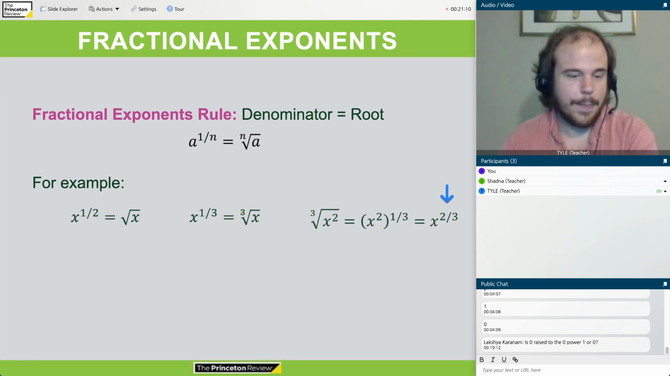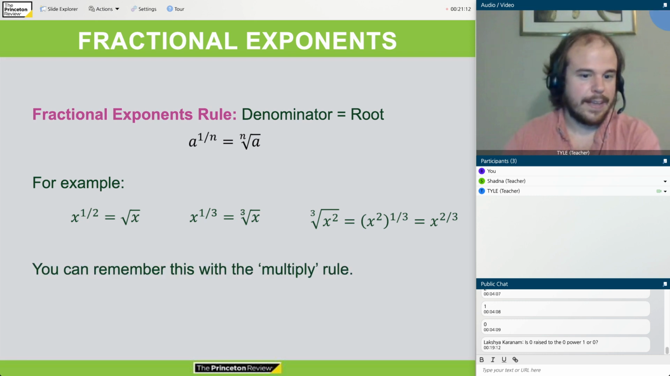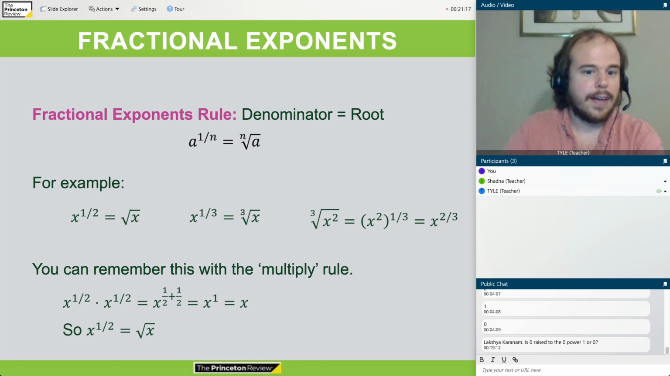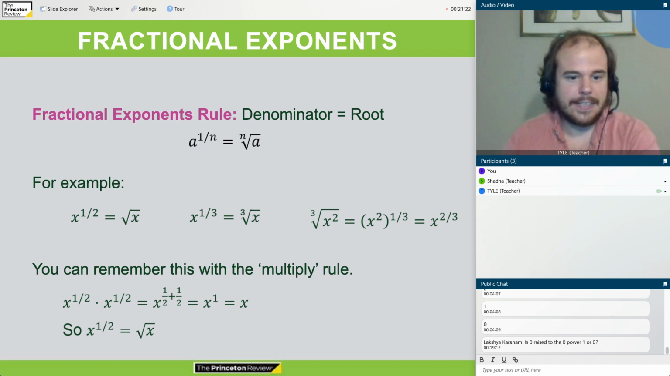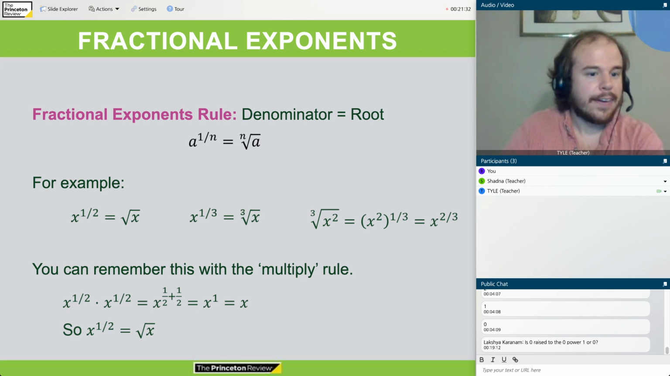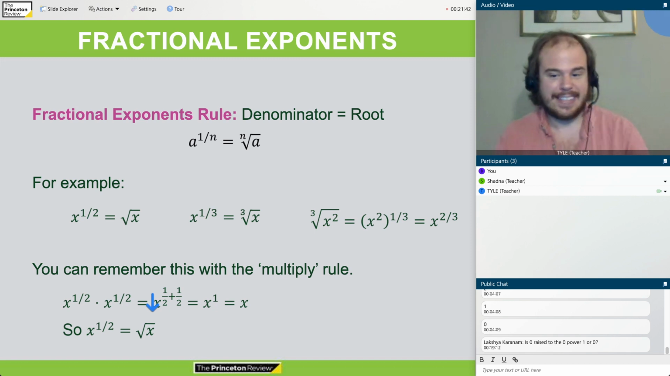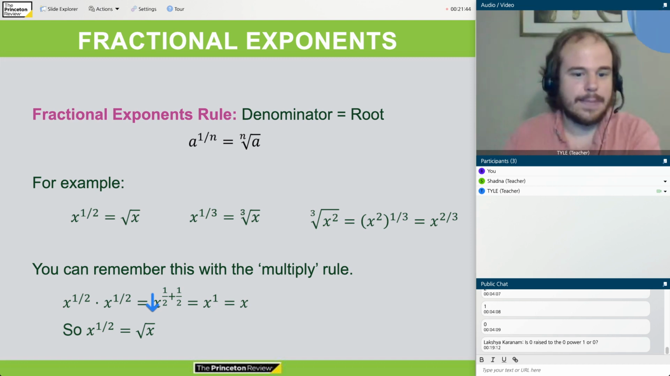So you can remember this fractional exponent rule using the multiply rule, if it helps you remember. x to the 1/2 multiplied by x to the 1/2. Using the multiply rule, this is 1/2 plus 1/2, so x to the first power, which is just x. So I'm multiplying together these two terms, x to the 1/2, to get x. So each one of them must be the square root of x, since we know that the square root of x times itself gives us x.